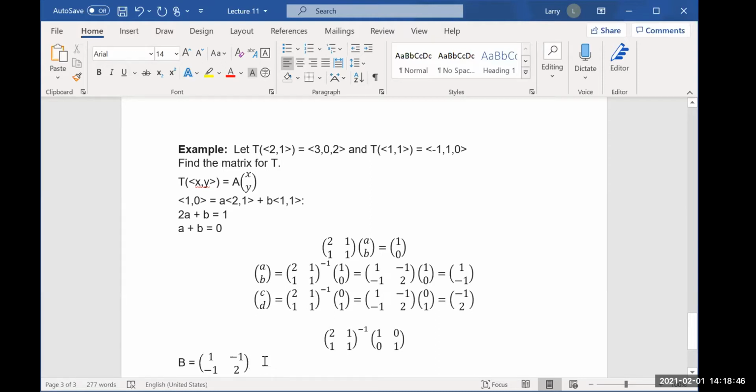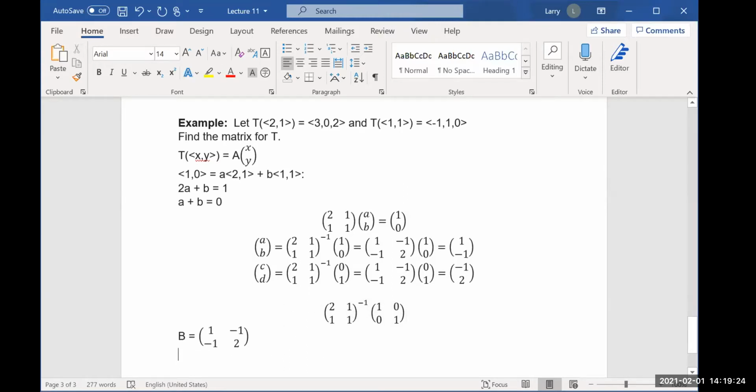But what we know now is that we know how to take a vector and turn it into something in this weird basis, 2, 1, 1, 1. Any questions on that? But once we know how to do that, then we can put in our T. So what we're going to do is take this B and multiply it by our 3, 0, 2, negative 1, 1, 0. Any questions on that idea? So I'm not done yet, but I'm done with the first step.